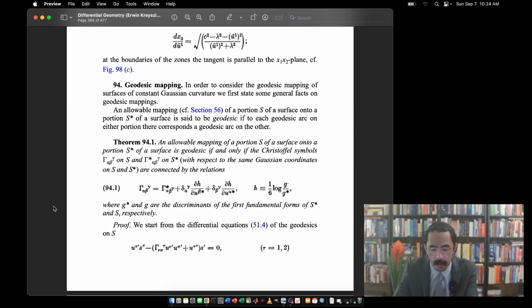An allowable mapping of a portion S of a surface onto a portion S star of a surface is geodesic if and only if the Christoffel symbols, Γ_{αβ}^γ on S and Γ*_{αβ}^γ on S star, with respect to the same Gaussian coordinates on S and S star are connected by the relations Γ_{αβ}^γ equals Γ*_{αβ}^γ plus δ_α^γ times ∂h/∂u^β plus δ_β^γ times ∂h/∂u^α, where h is equivalent to 1/6 times the logarithm of g over g star, where g star and g are the discriminants of the first fundamental forms of surface portion S star and S, respectively.